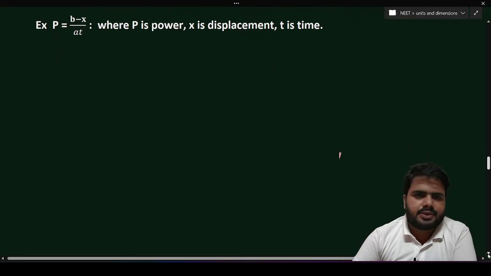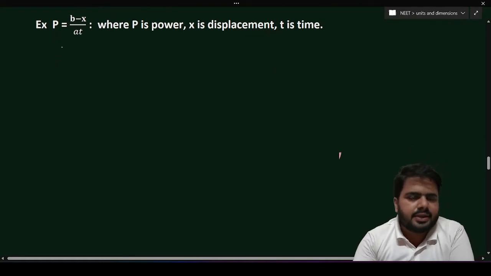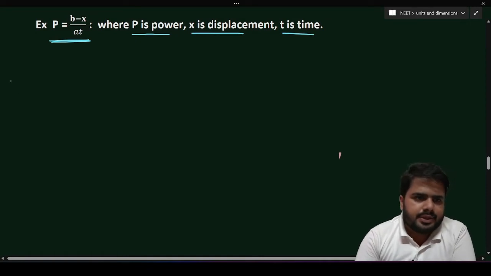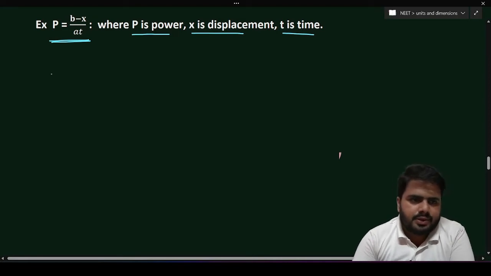So another question you can see here, it is given P is equal to B minus X by AT, where P is power, X is displacement, and T is time. Okay, so we have to find the dimension of A and B again. So all of you see here, P is power.